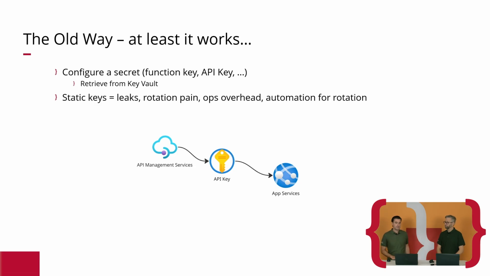The old way, at least how we used to do it and how we know that it works, is that we configure a secret. If you do it right, then you put it in the key vault, of course. It can be a function key, it can be an API key. You retrieve it from the key vault and use that to connect to the backend service. It's a setup that we have used in the past to connect our API management service to backends.